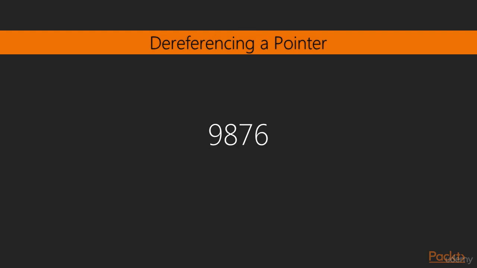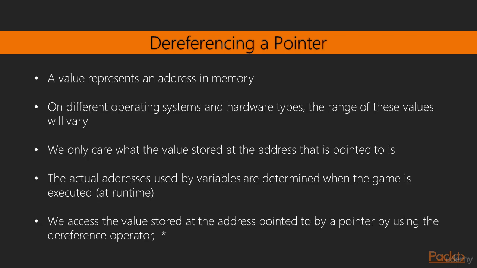So we know that a pointer holds an address in memory. If we were to output this address in our game, perhaps in our HUD, after it has been declared and initialized, it might look something like this, 9876. It is just a value that represents an address in memory. On different operating systems and hardware types, the range of these values will vary. In the context of this course, we never need to manipulate an address directly. We only care what the value stored at the address that is pointed to is.